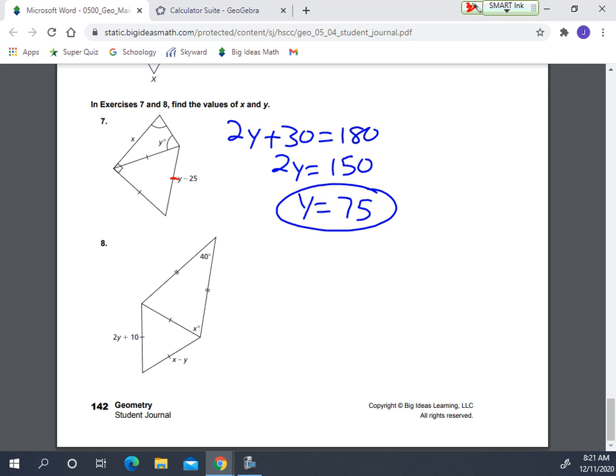Again, I have equilateral triangles. Okay, so if that's y minus 25, then this is y minus 25. Alright, and what do we know when we have two congruent angles? When we have two congruent angles, that means their sides are congruent. So x and that y minus 25, they're congruent. So we can set those equal to each other. We can say x is going to be equal to y minus 25. Well, we know what y is. We know that x is equal to 75 minus 25. And from there we get x is equal to 50.